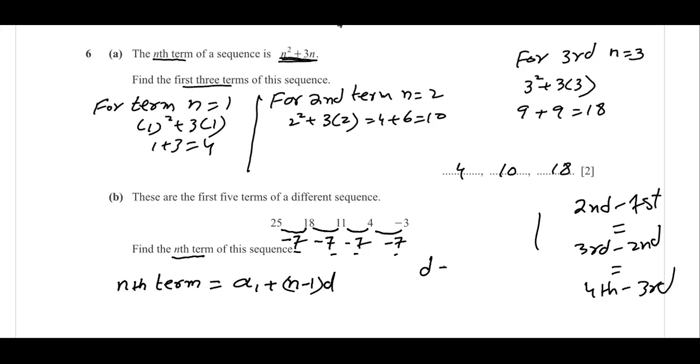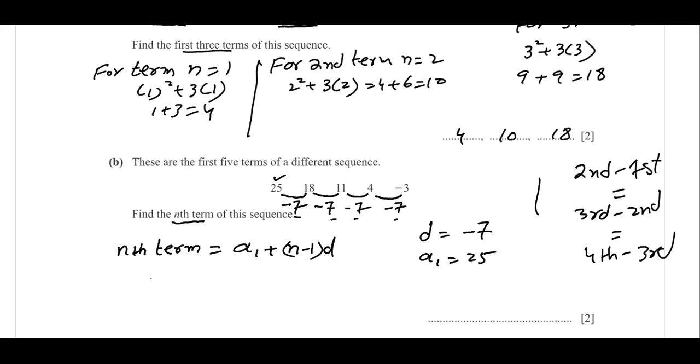So we know that d is equal to minus 7, and a1 is the first term. So a1 is equal to 25. So put the value here. What will be the nth term? The nth term will be, what is a1? a1 is 25 plus n minus 1, where n is the number of terms. We have to write it as it is because we don't know how many terms. So d is minus 7. Now simplify it, so you will get the nth term.